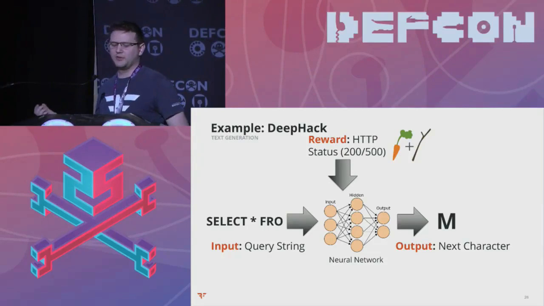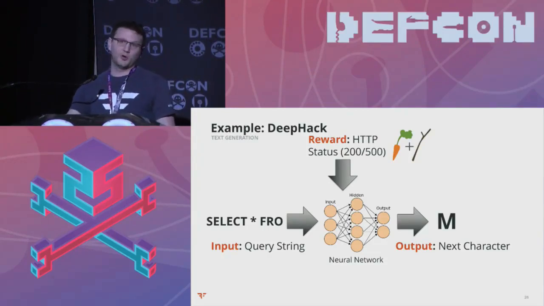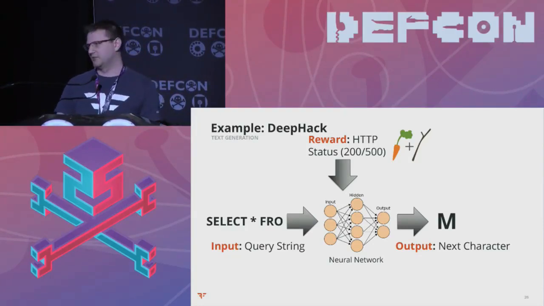So if you're looking at our example here, it says "select star fro", and even in the audience here, you could probably think, well, M makes sense, right? Especially if we're talking about SQL, then it should be "select star from". And then what you do is you take that M, you stick it onto the end of the query string, and then you just repeat this process iteratively.